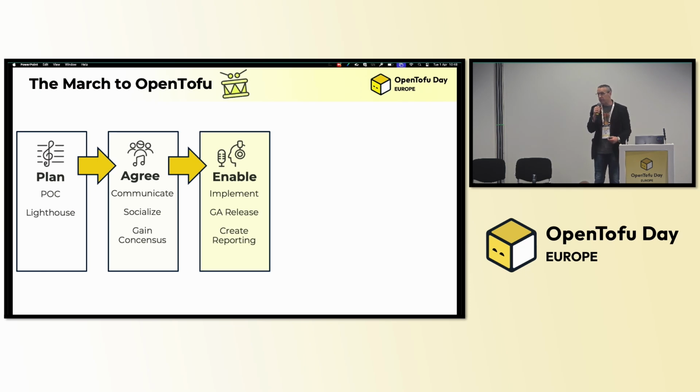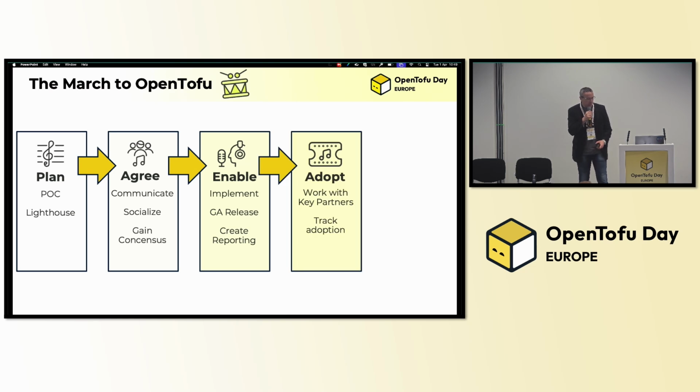And once we have that, we're moving into the enablement phase. So we implemented support, tooling, and documentation that teams would need in order to migrate to OpenTofu. We tried that out on our Lighthouse project and made sure that that was working fine. And then we made that generally available to the development community within Fidelity. And that really moved us towards our adoption phase.